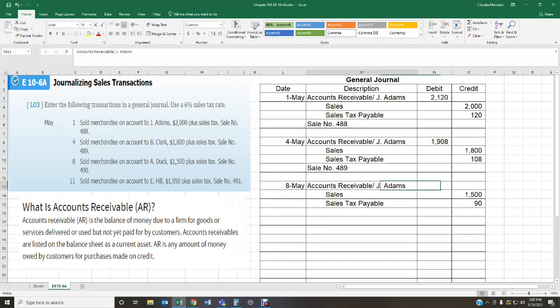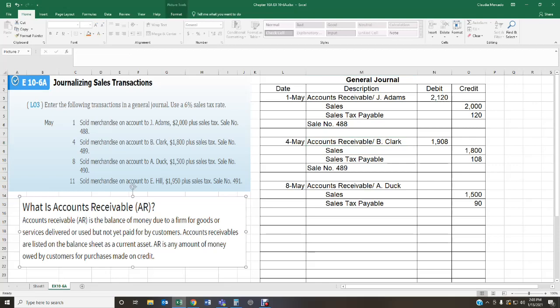And this is not Adams, this is Duck. We have to change it. We have to be very careful, because every customer has its own account. Look, I hadn't even changed this one over here. What's going on, Miss Mercado? We have to make those updates, because if not, it's going to be incorrect. The first customer is Adams. The second customer is Clark. The third customer is Duck. Okay, there we are. Now we're good. You see? Those are simple mistakes that we make. We need to select the correct name of the customer.